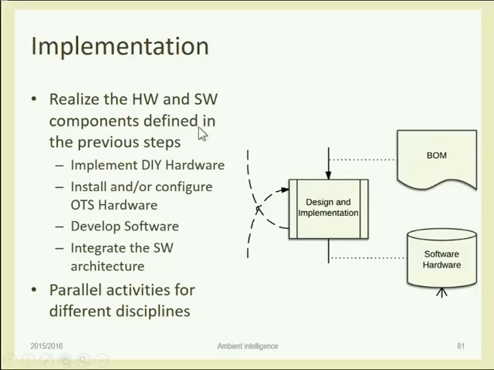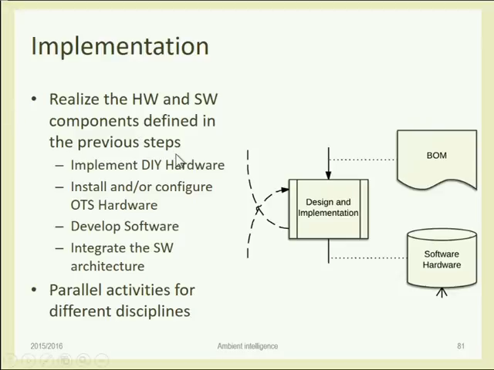Implementation means actually realizing the hardware components and the software components that are part of the architecture that we just defined. At this point, it's very easy to parallelize the work. We should already have all the clear ideas about all the components in the system, so we can build them one by one, and each person in the group could focus on a different part of the system. As long as the general picture is clear, it's easy to work in parallel on different aspects.